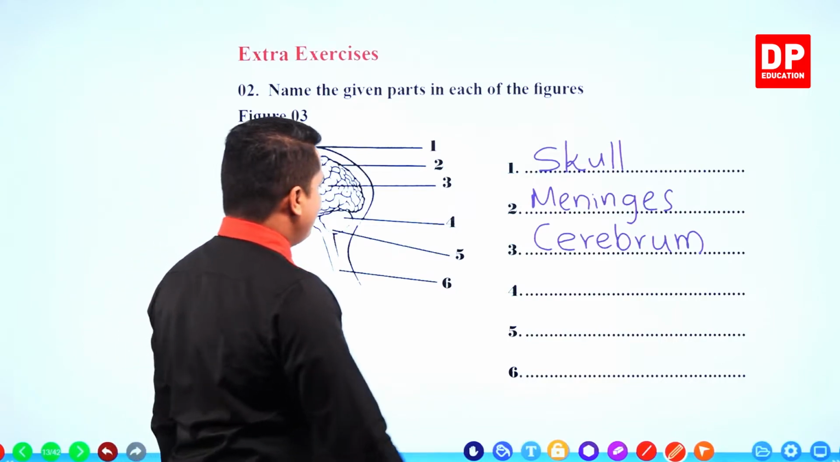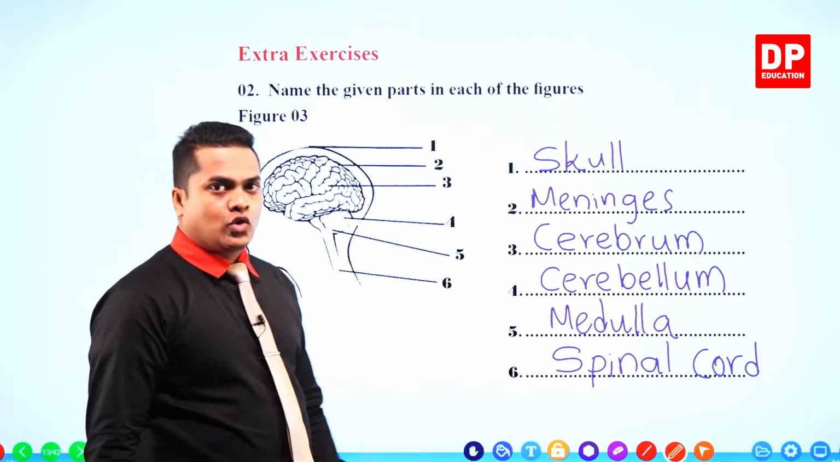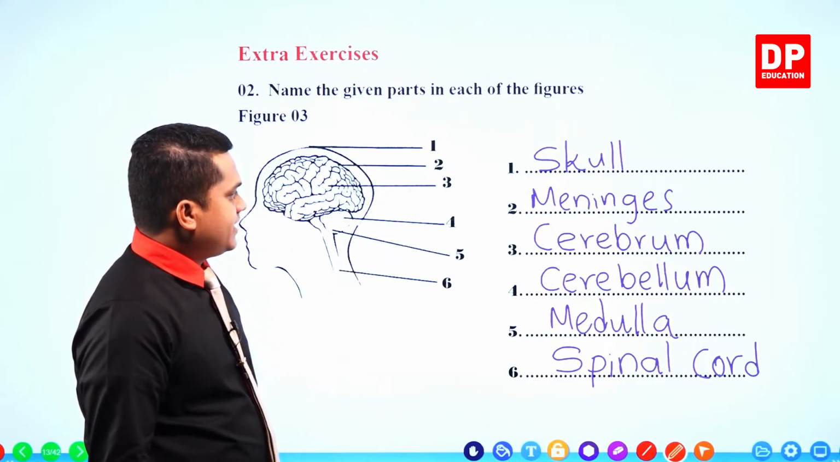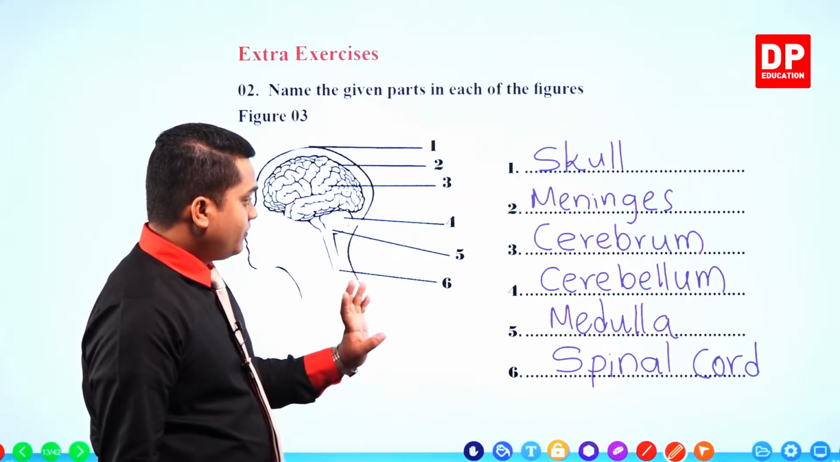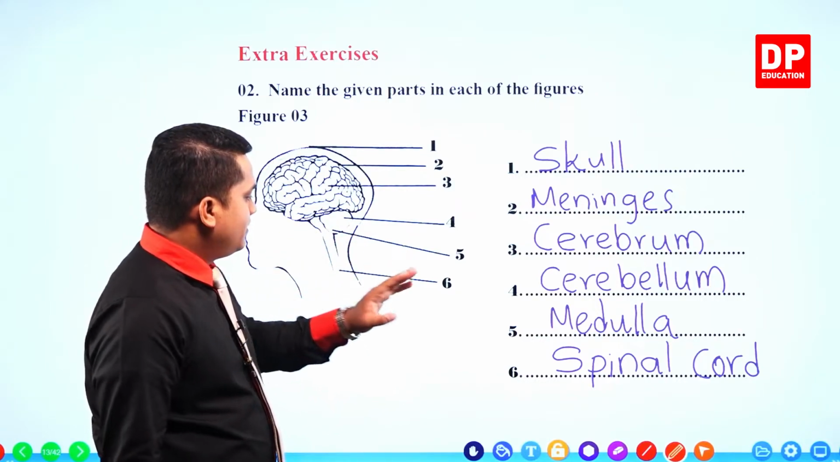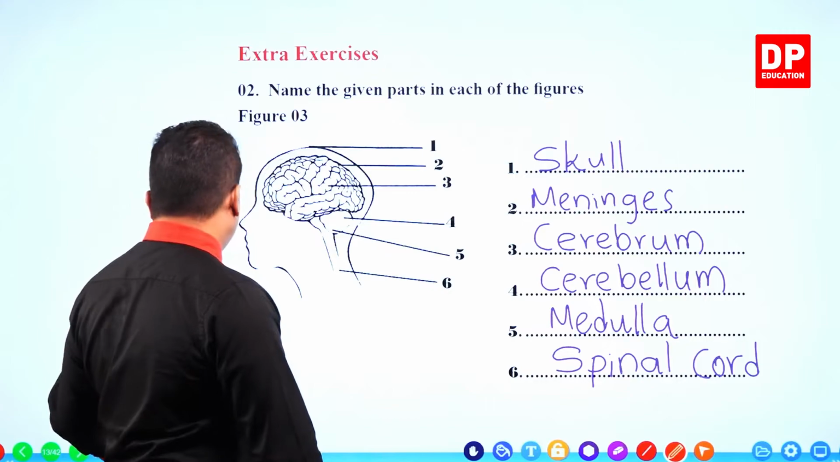Number 4, cerebellum. Number 5, medulla. Finally, number 6, the spinal cord. So, skull, meninges layer, then the cerebrum, number 4 cerebellum, the starting part of the spinal cord, number 5 medulla, then finally spinal cord is number 6. Right then, figure number 4.